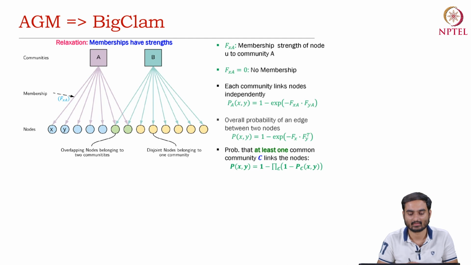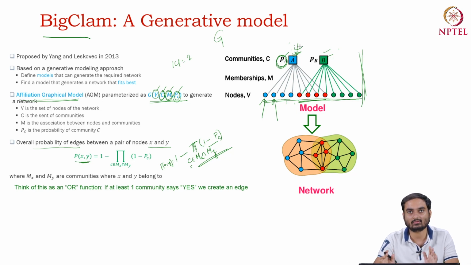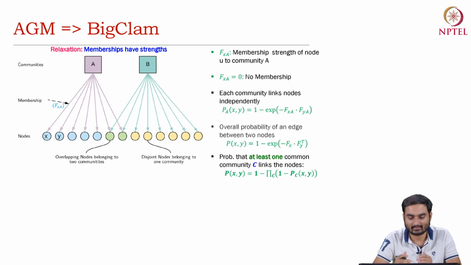So from AGM, what we do now is relax some constraints. So far we have assumed that this PA is constant for a particular community and all the nodes belong to that community with the same probability. It is not the case that this node belongs to the community with a certain probability and that node with a different probability. No, all the nodes have equal probability to be a part of community A. Similarly for B. Now we say, no, let us make it a little different.